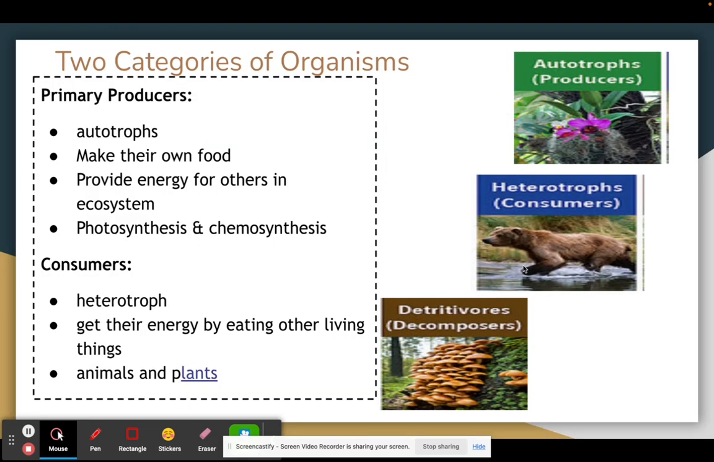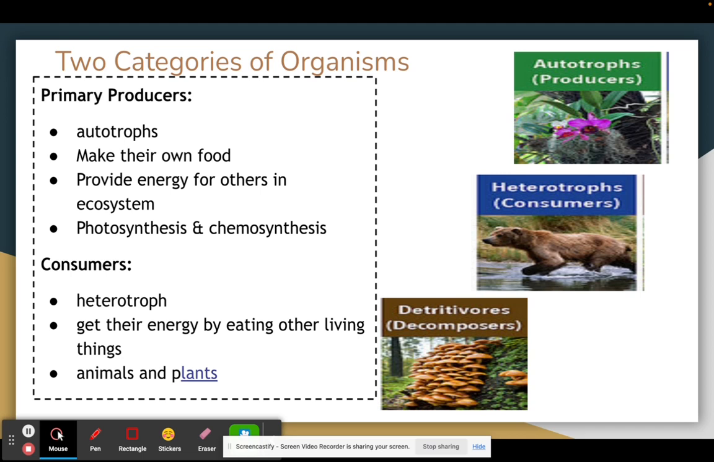So we're going to get into the two different categories of organisms. I know that we're pretty familiar with this, but I want to make sure that we understand because these are going to impact the ecology and ecosystems of certain areas. So we are going to have two major categories. You're going to have your producers and your consumers.